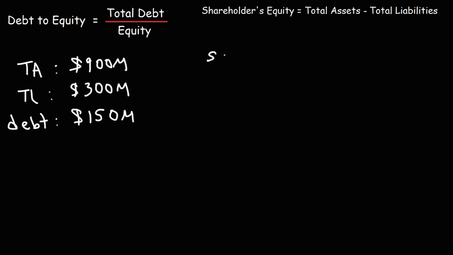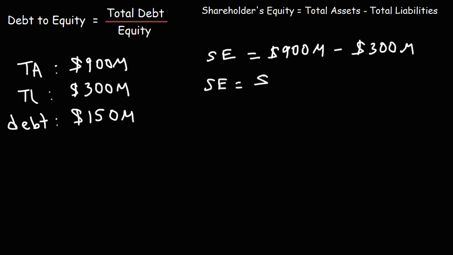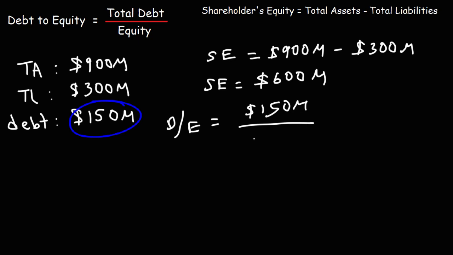Well, the first thing we need to calculate is the shareholders' equity, which is the difference between the assets and the liabilities. The total assets is 900 million, the total liabilities is 300 million. So the shareholders' equity is the difference between the two, it's 600 million. Next, to calculate the debt to equity ratio, or we'll say the DE ratio, it's going to be the total debt, which is 150 million, and we're going to divide that by the shareholders' equity, which is 600 million. 150 divided by 600 is 0.25.